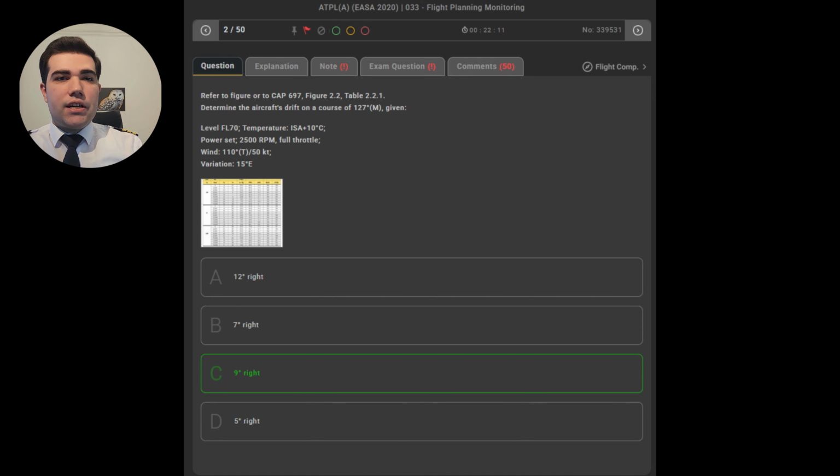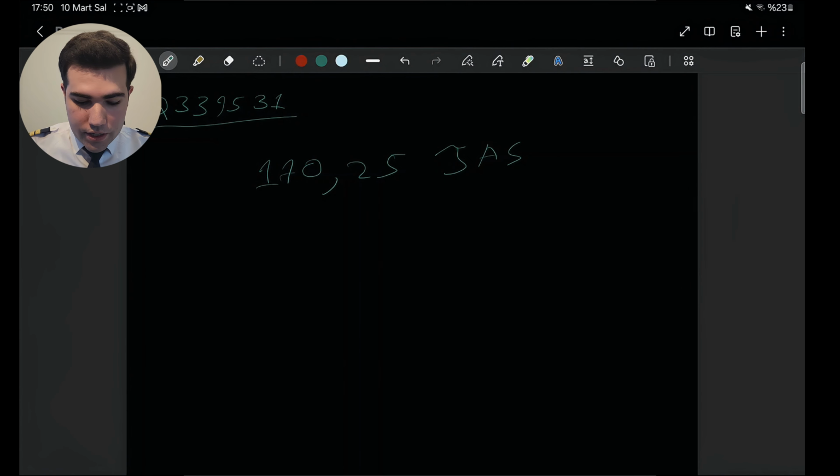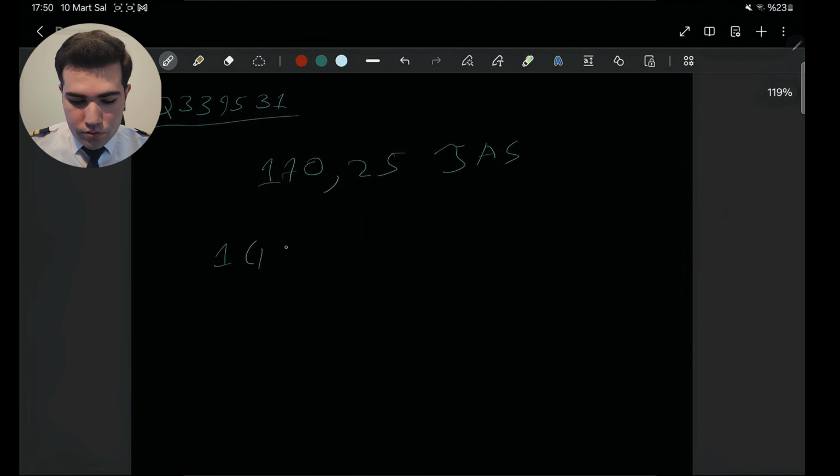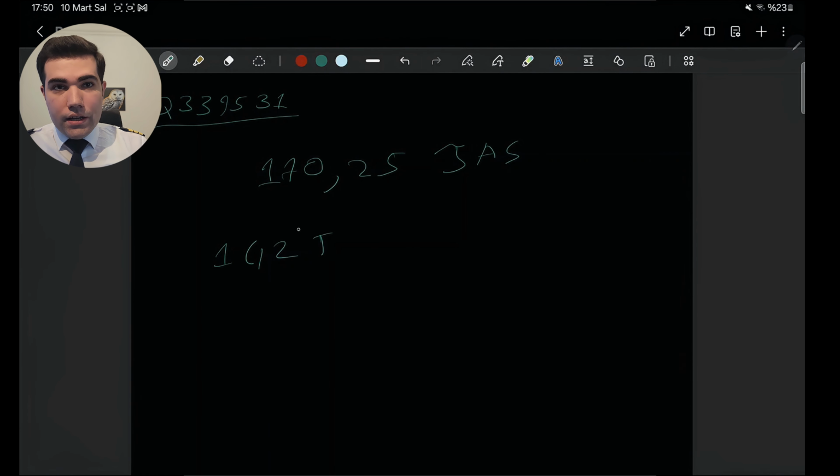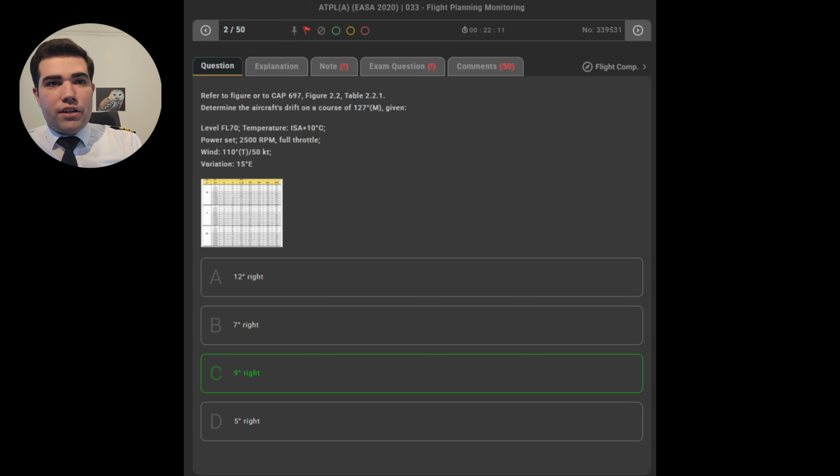We know that the wind comes from direction 110 with 50 knots. Since we have the magnetic heading, we need to turn it into the true heading. How will we do that? We will have to add the variation. Since it's 15 east, I will do 127 plus 15, which equals 142. 142 true. And we have the wind direction, which is 110.